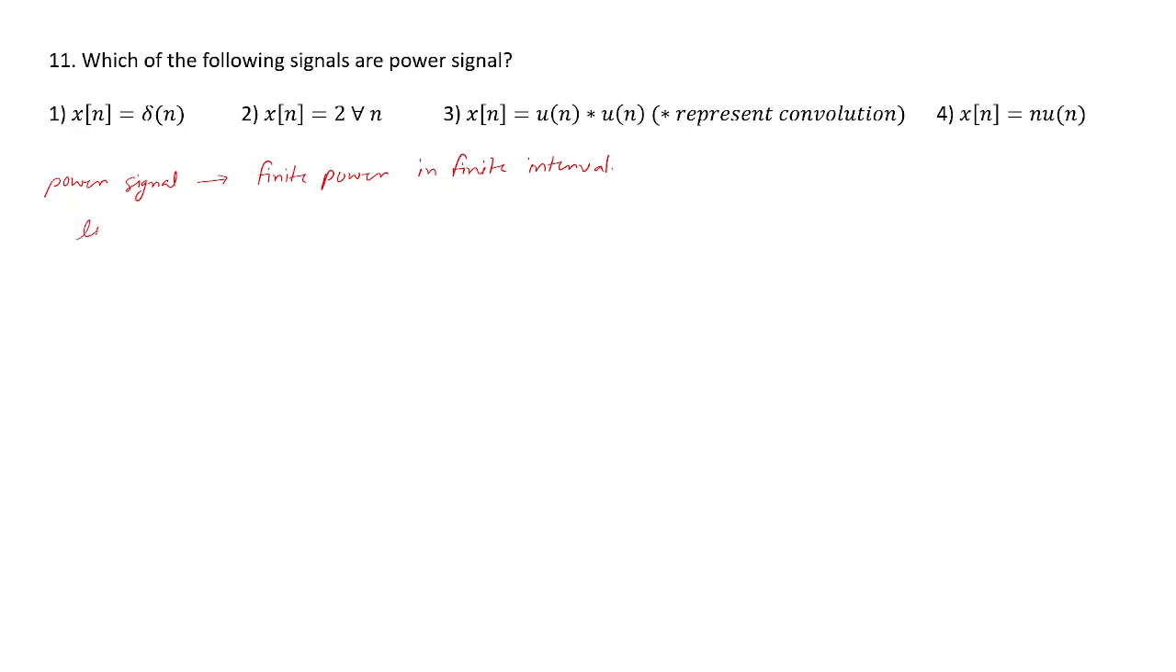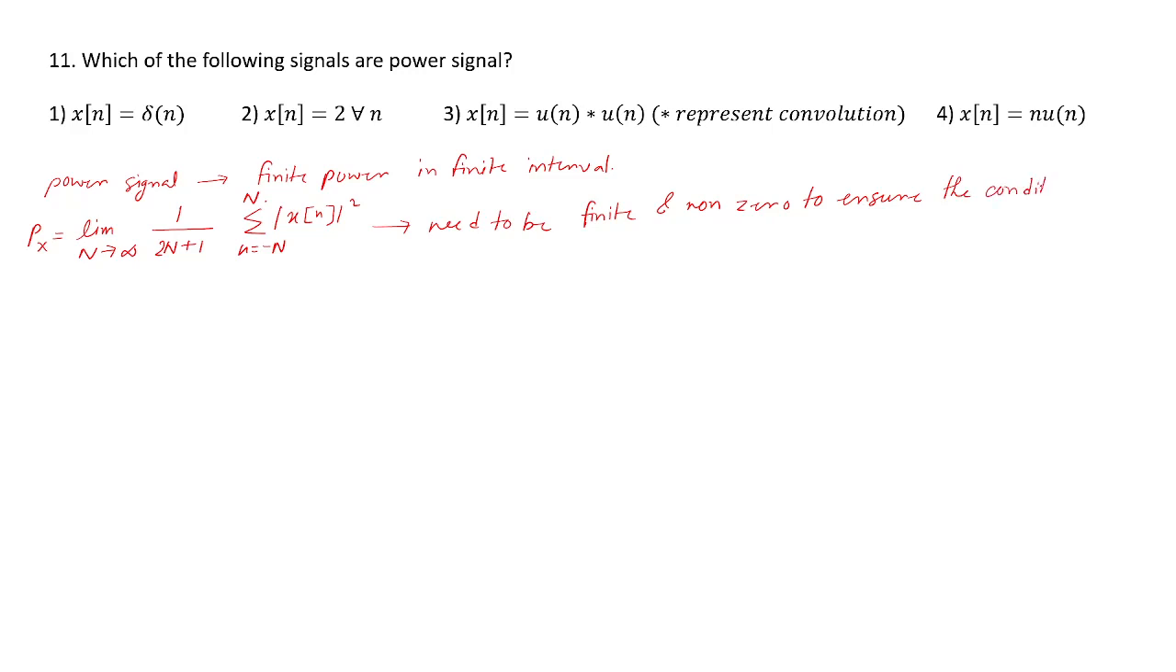Mathematically, the power of signal x, P of x, is given as the limit as N tends to infinity of 1 over 2N plus 1 times the summation of the squared magnitude of x[n], where small n runs from minus N up to N. This result needs to be finite and non-zero to ensure the condition.